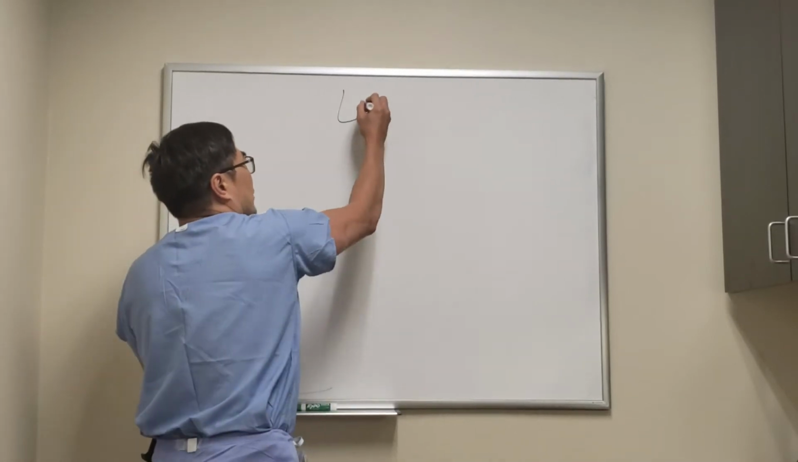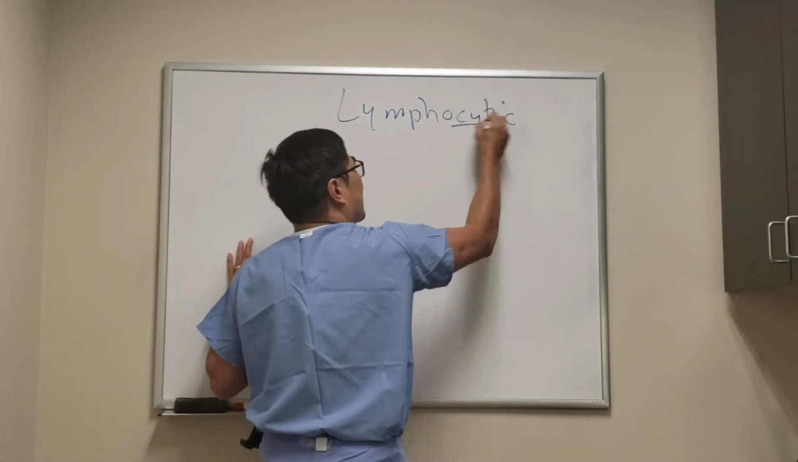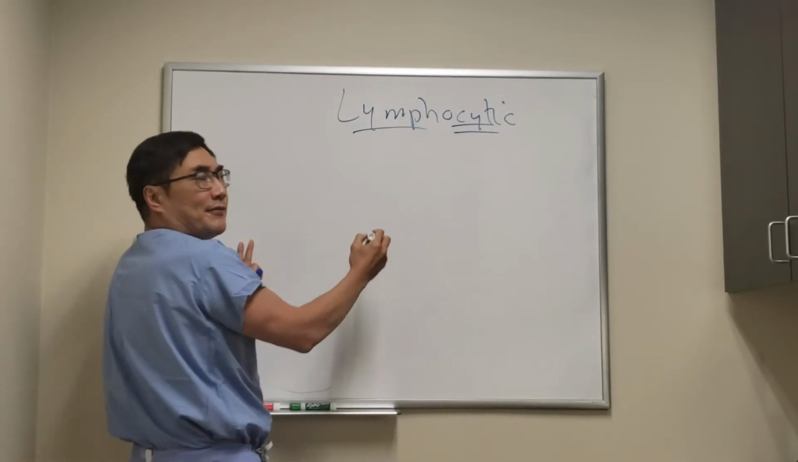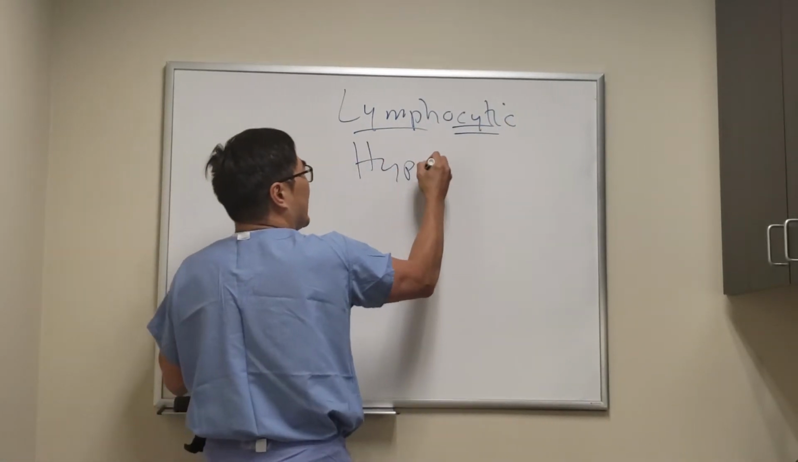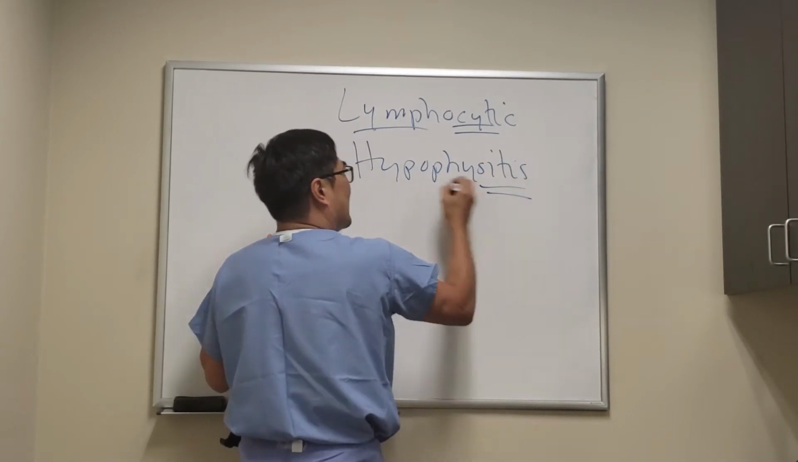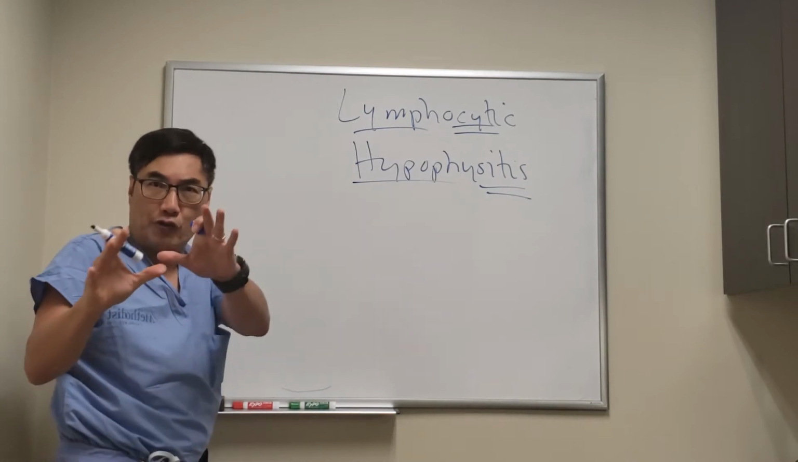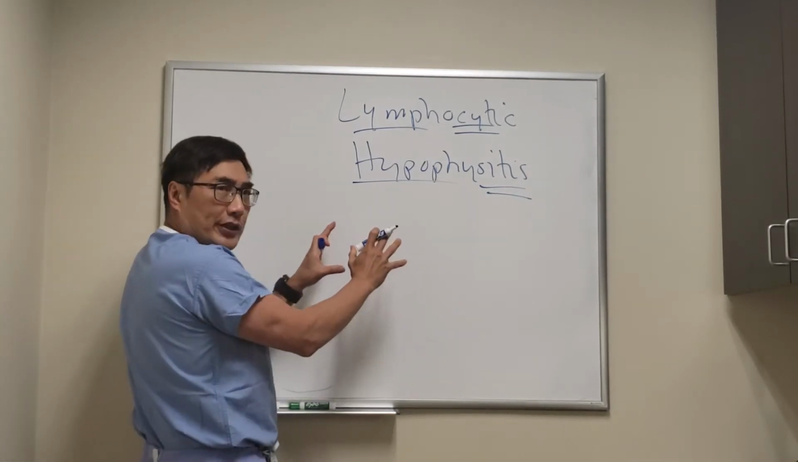So today I'm going to be talking to you about lymphocytic hypophysitis. It's lymphocytic because it's infiltrating with cells, which are lymphocytes, and it's inflammation, -itis, in the hypophysis, either the adenohypophysis or the neurohypophysis of the pituitary gland.